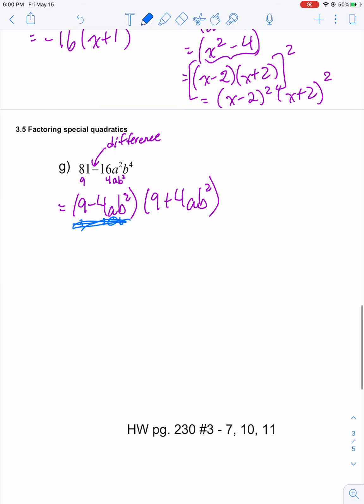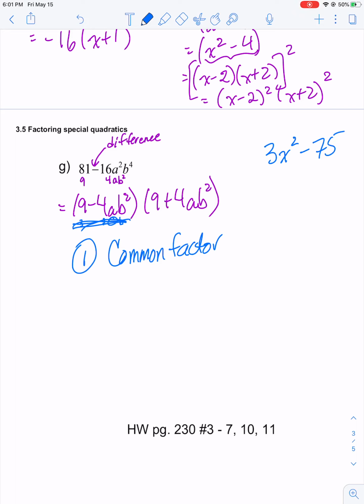Okay, so remember, common factor first. So like if you had a question like this, 3x squared minus 75, common factor that first, so they're both divisible by 3, and then that's x minus 5, x plus 5, because x squared is the square of x, 25 is the square of 5. All right, common factor.